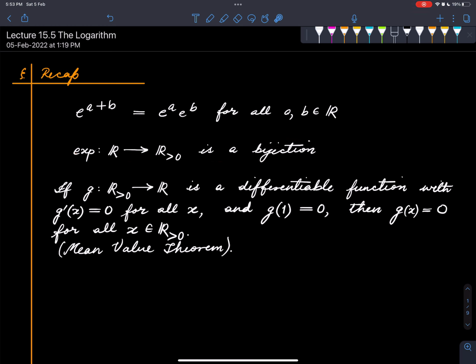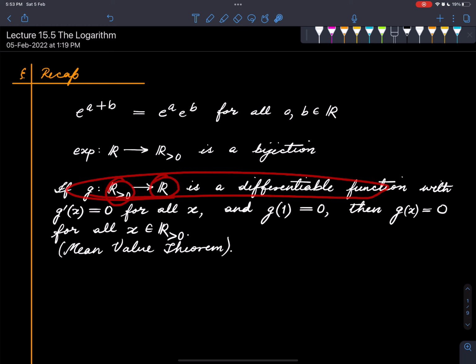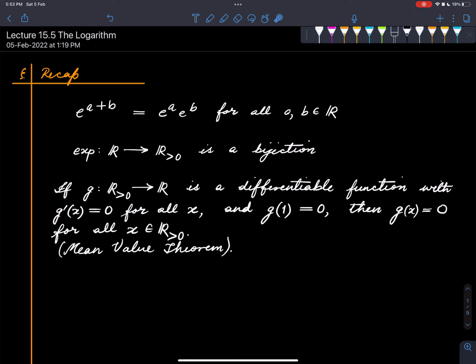Alright, and before we move on, let me just give you a little exercise which we have done before. Start with a differentiable function, domain being the positive reals, and codomain the reals. Assume its derivative vanishes everywhere, and assume that it takes the value 0 at some point, let's say 1. Then you can show that the function vanishes everywhere. One way to do this is the mean value theorem. You can do it in other ways.